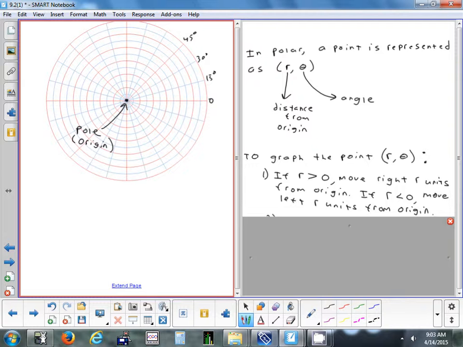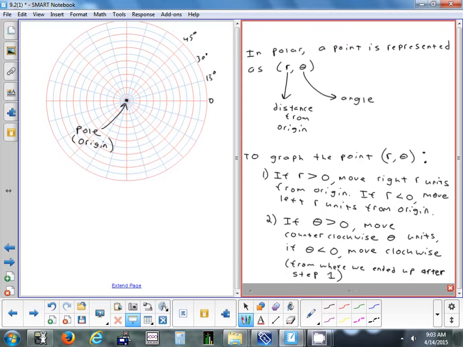All right. Once you move left or right, from that point is where we're now going to move the amount theta says to move. Right? Well, when we move on an angle, that's movement on a circle. We don't describe movement on a circle as left and right or up and down. What are the two directions you can go on a circle? Yep. Clockwise, counterclockwise. Well, it's the same way we've been measuring angles all year. If you have a positive angle, that's counterclockwise. If you have a negative angle, that's clockwise.